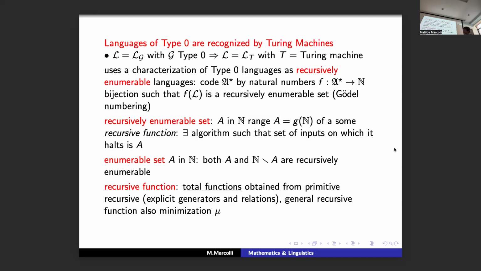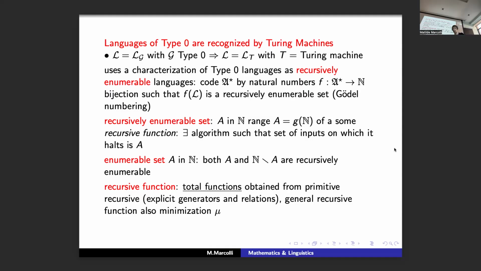A stronger notion is actually being a recursive set, which means that both the set and its complement are recursively enumerable. And in particular, the notions of recursive set and recursively enumerable set are related to the notion of recursive functions.